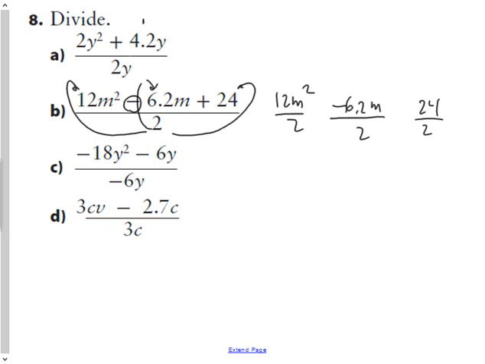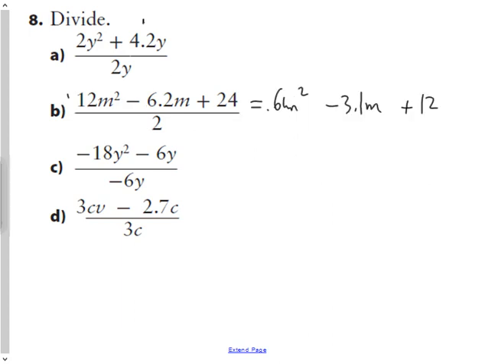When you divide each of these by 2, you're going to end up with 6m squared minus 3.1m and plus 12, or positive 12. Squeeze those all together. You end up with a solution of 6m squared minus 3.1 plus 12. Now, sometimes people didn't include that, so they have this instead. To make sure, because it's a positive 12, you use it as your addition sign in your trinomial.